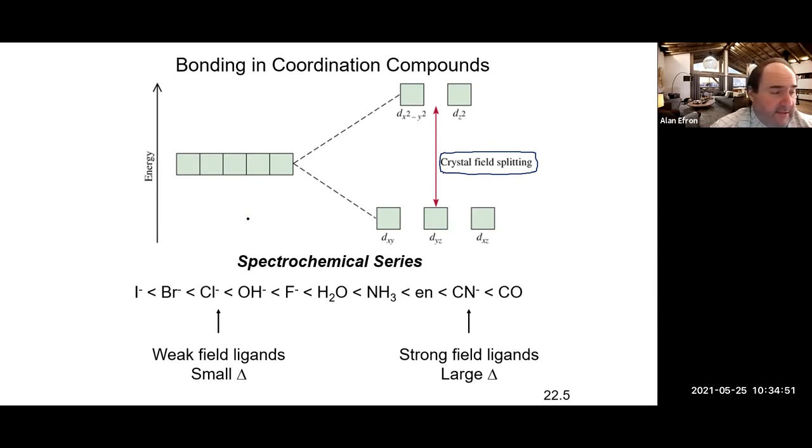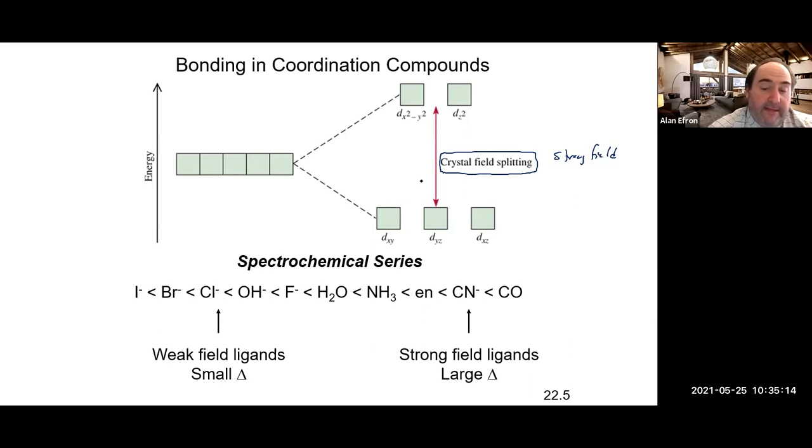It really does have to do with the ligands that are present. There are certain ligands that are referred to as strong field, and certain ligands that are referred to as weak field, as we see down here. What does strong field mean? Strong field means that the separation here, if this was strong field, is going to be relatively big.